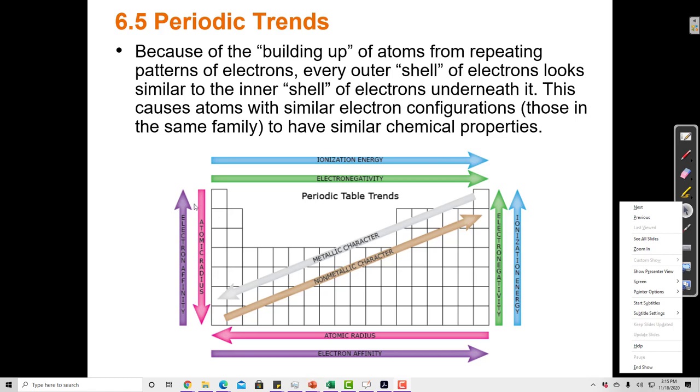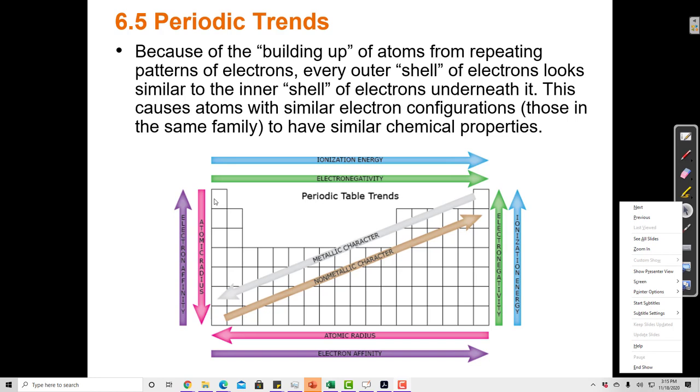Because of the way electrons are added to elements, we add electrons one at a time in the row, and then we start a new shell and fill up that new shell in the second row, and start a new shell and fill up a new shell in the third row. Because of that, elements that are in the same column have similar electron configurations. And because they have similar electron configurations, they have similar chemical properties, because an element's chemical properties are based on how it trades electrons with other elements.